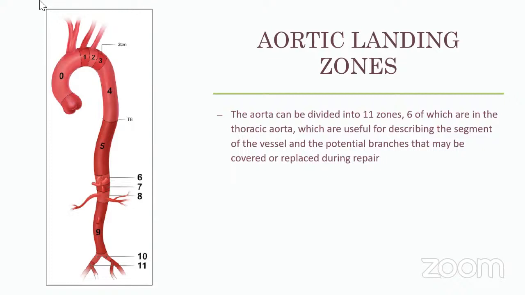Zone 6 involves the origin of the celiac to the superior mesenteric artery. Zone 7 involves the origin of the superior mesenteric artery to the renal arteries. Zone 8 involves the origin of the renal arteries to the infrarenal abdominal aorta. Zone 9 involves the infrarenal abdominal aorta to the aortic bifurcation. Zone 10 involves the common iliac, and zone 11 involves the origin of the external iliac arteries.